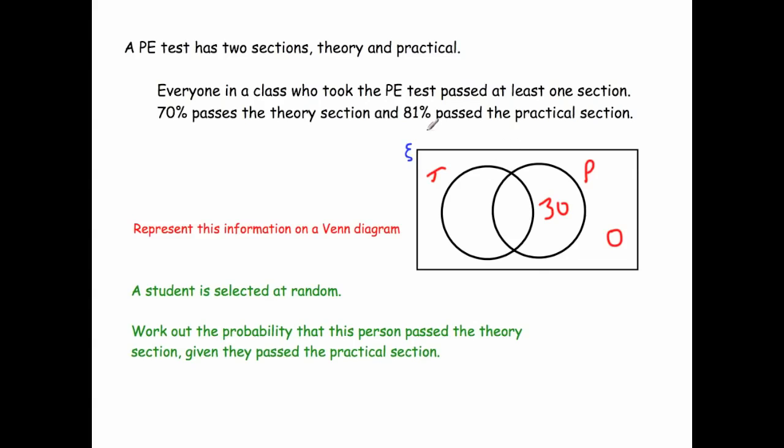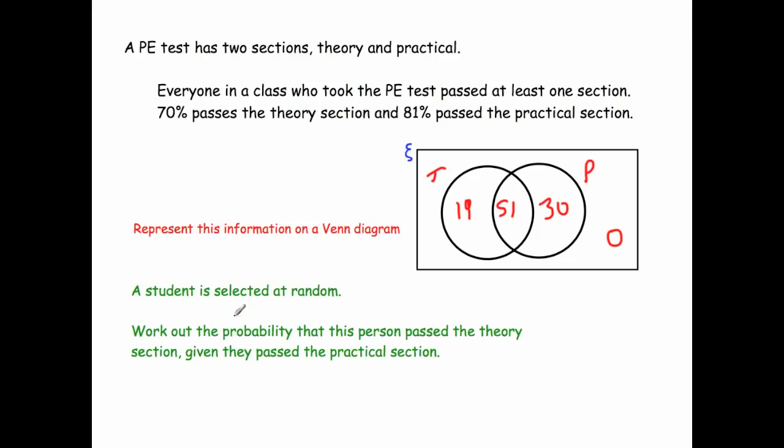Okay, it says that 81% passed the practical section. Now inside this practical section, we know there's 81%. Well, if we've got 30 here, that must mean we would have 51 in the middle, because that would mean 81 in the whole circle. And finally, because we know it's going to be 100%, 30, 51's 81, leaves us 19 there. And just checking they add up together to give us the 70%. So we've completed the Venn diagram.